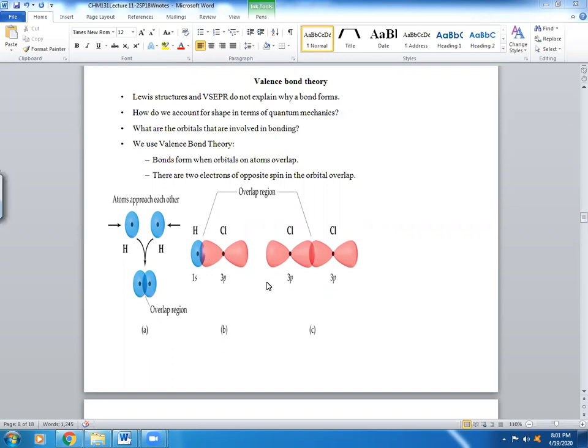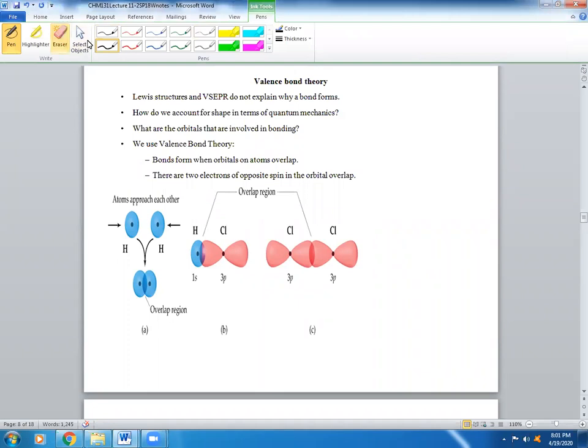This is an abstract topic. What do I mean by this? This topic is an application of quantum mechanics. It's an extremely important topic because it explains to us the nature of bonding in terms of quantum mechanics.